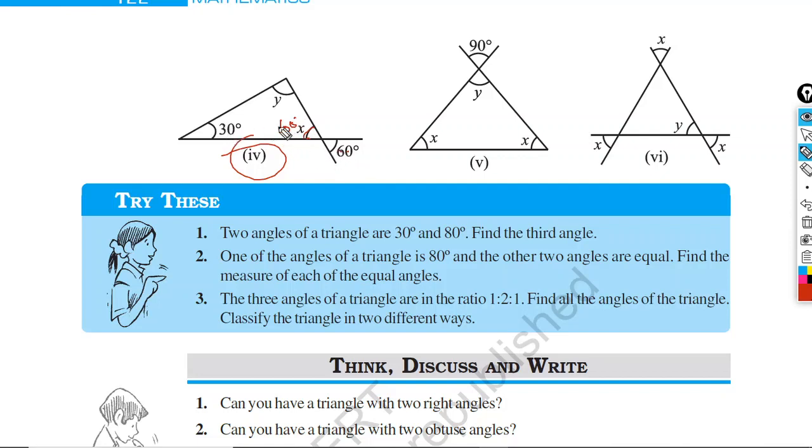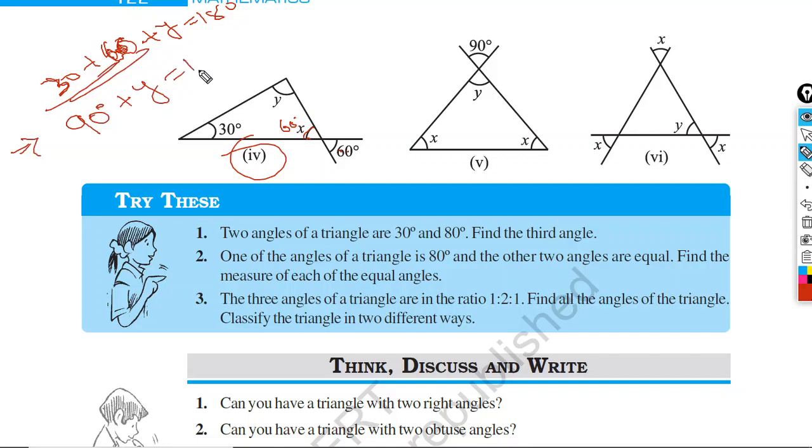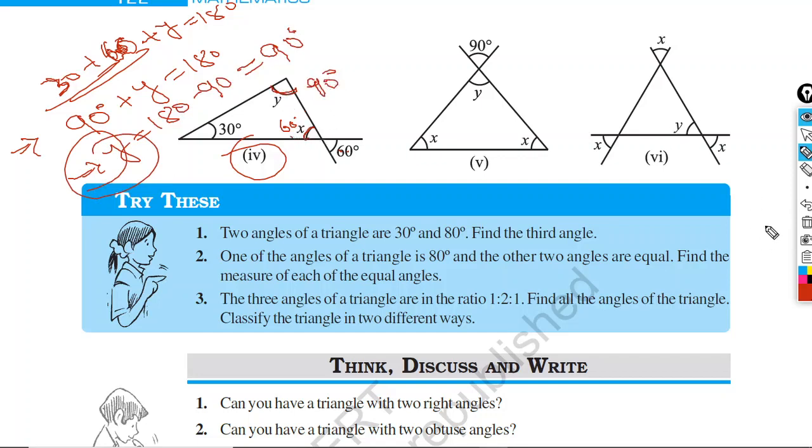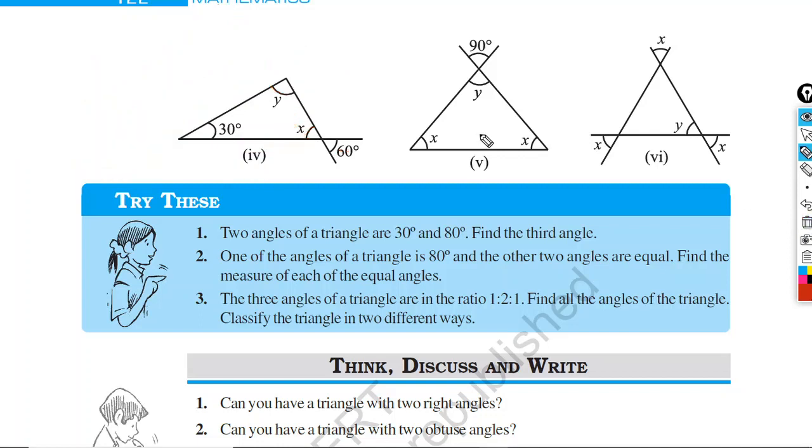Now again 60 plus 30 plus y equals 180. You can write 30 plus 60, 60 plus y equals 180, implies 30 plus 60 is your 90. 90 plus y equals 180, implies y equals 180 minus 90, which is equal to 90 degree. So y equals 90 degree. We got the value of y 90 degree and x is your 60. Now we'll try this.